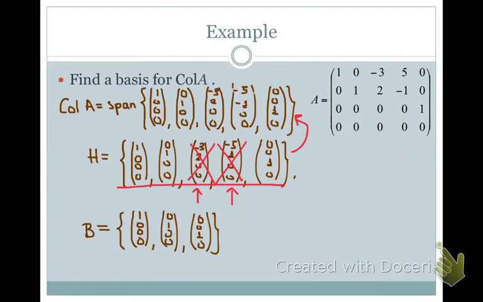So here is our basis, and notice that the number of vectors in the basis is given by the number of the pivot columns of the matrix A.